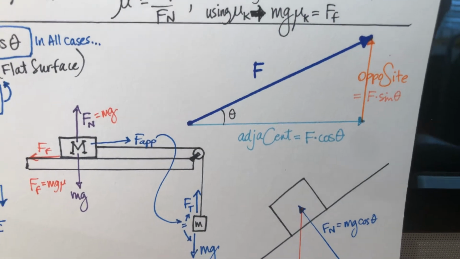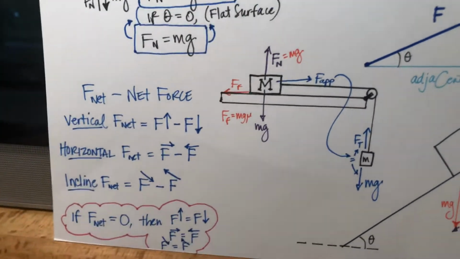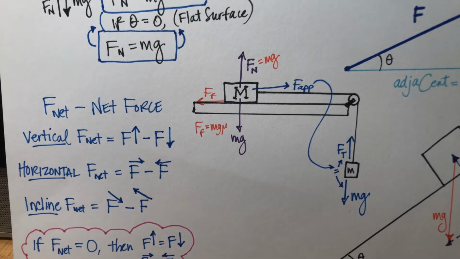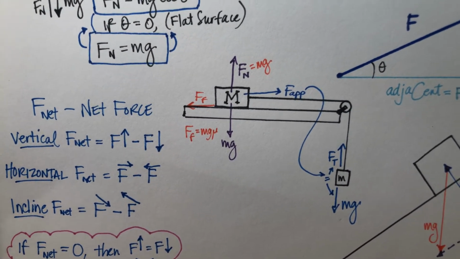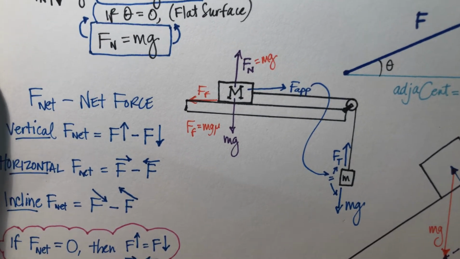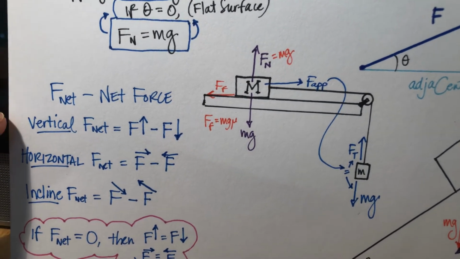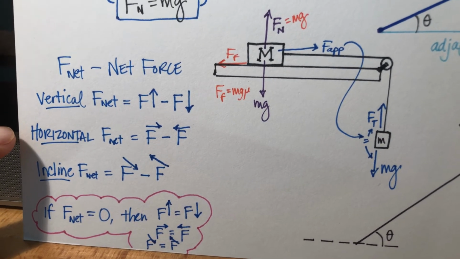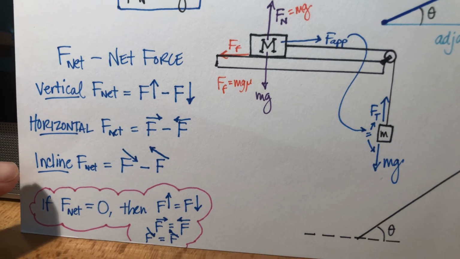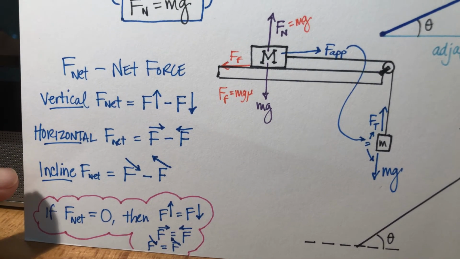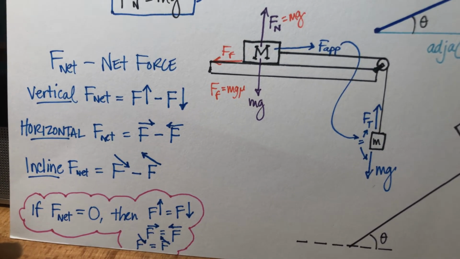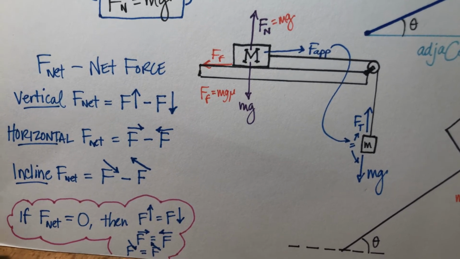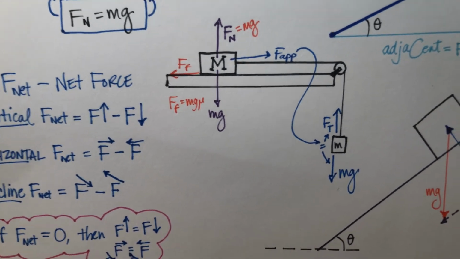Okay, in this case, net forces. So we've got several net forces to consider. If we're looking at the vertical net force, that's to say force up minus force down equals the vertical net force. Horizontally, net force is force right minus force left. Incline net force is force down the incline minus force up the incline. And then remember, if the net force is 0, then force up equals down, left equals right, up the incline equals down the incline.